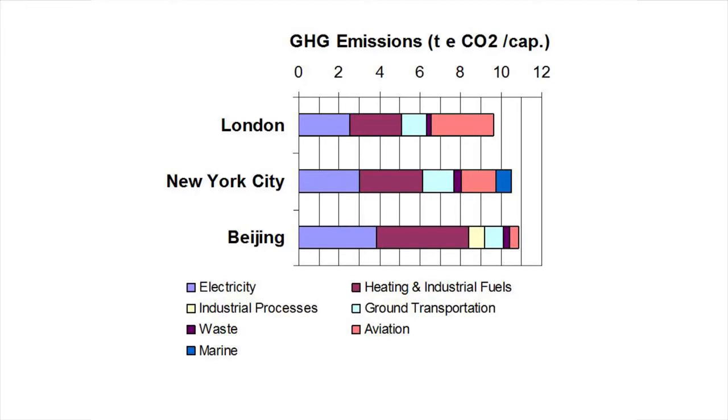London has big aviation emissions, and Beijing has fairly small aviation emissions. Beijing's emissions are really high in electricity because they're still burning a lot of coal to generate that electricity. Actually, there was one slide, and I'm going to show you this slide later. You see that Beijing's electricity consumption in 2006 was fairly low. It was on the low end.